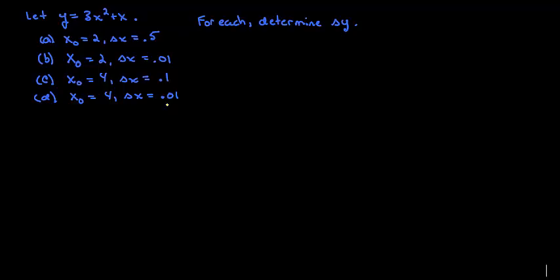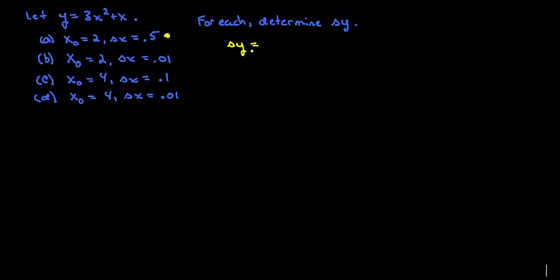So, for this problem, we've got some function right here, and we need to figure out the change in y for each of these problems, assuming that it has initial position of x. So you can think about it like the change in position. So let's do the first one here. We want the change in the y. Okay, well, how are we going to get that?